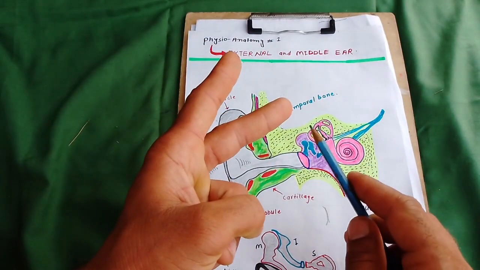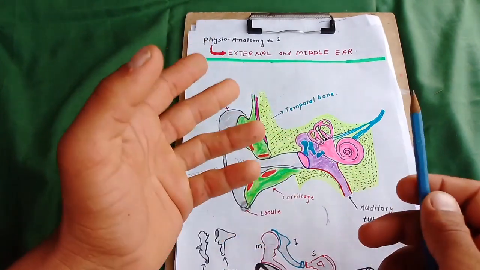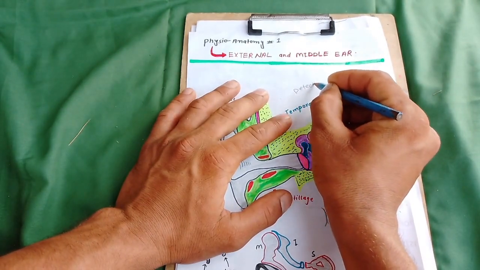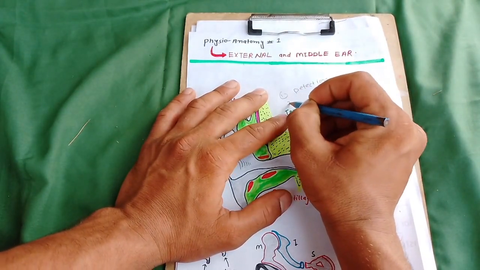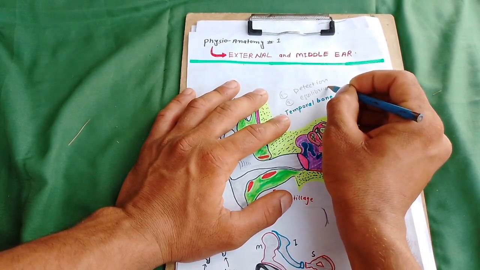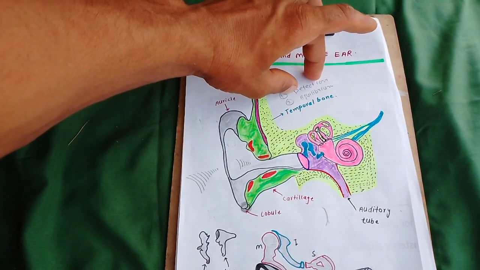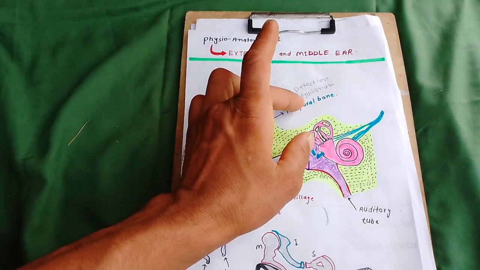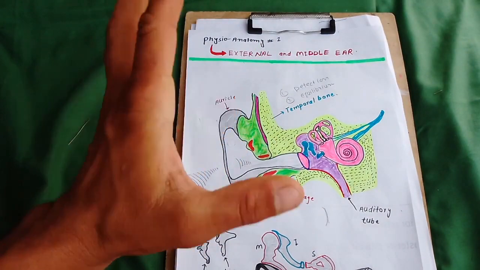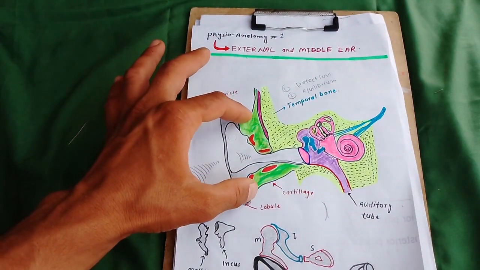There are 2 functions of the ear. Number 1, the perception and detection of sound. Number 2, equilibrium. The ear helps in the perception of sound and in the equilibrium of the body. Okay, so what is the ear? What is the anatomy of the ear?